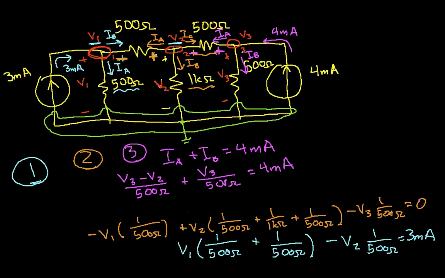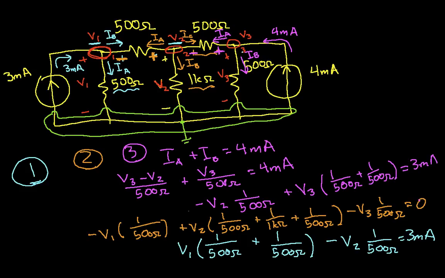Again, I can collect terms here, so I can collect all the V2s and V3s, and I'll have minus V2 times 1 over 500 ohms plus V3 times (1 over 500 ohms plus 1 over 500 ohms) is equal to 3 milliamps. So, it's pretty messy, but I now have three equations and three unknowns, and all I need to do to be done here is solve these three equations and three unknowns.